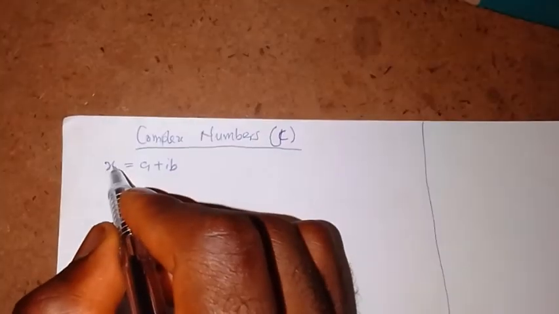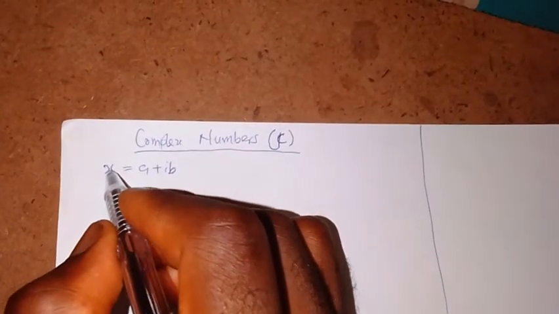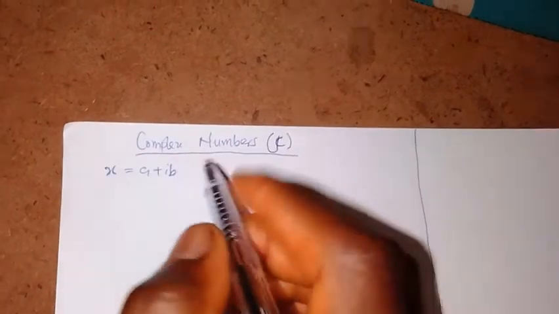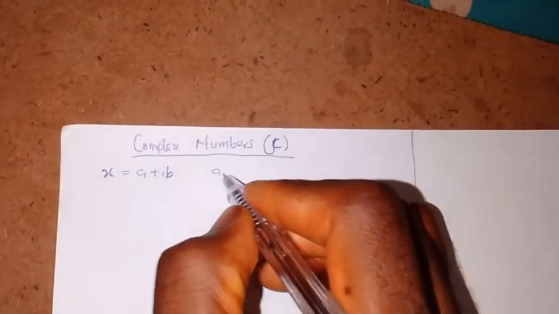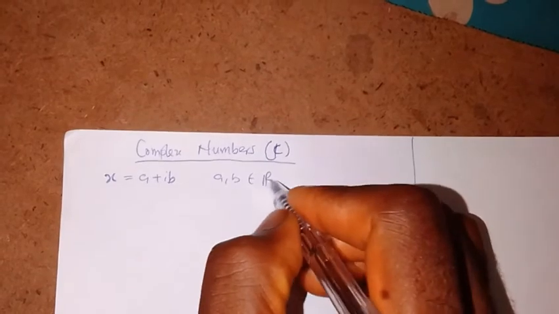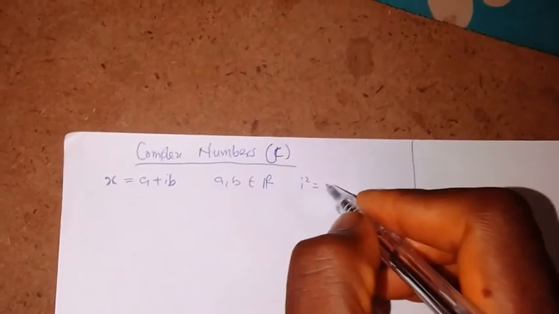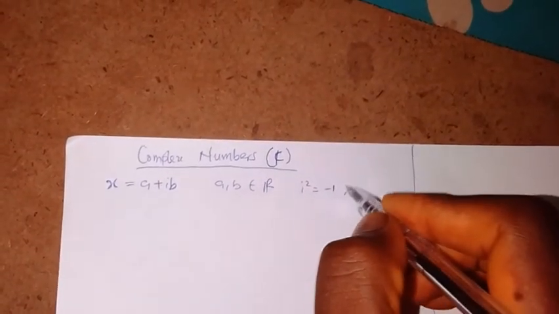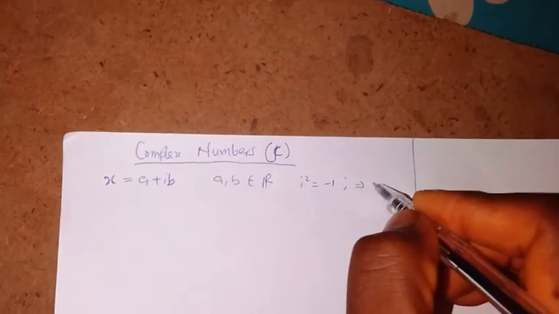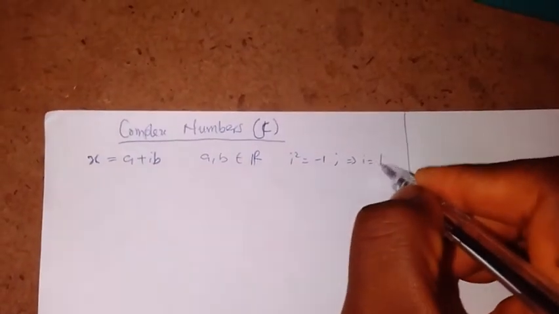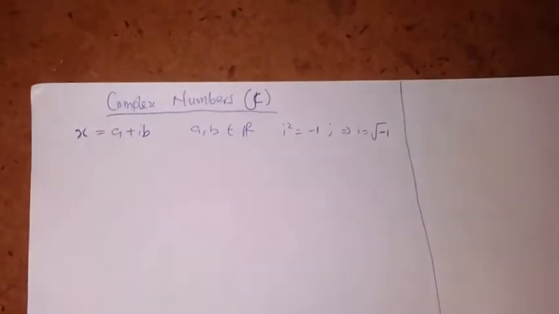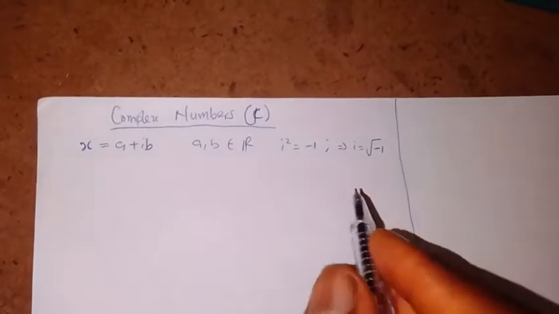So when we have any number in the form x equals a plus ib, where a and b are real numbers, and i squared is equal to minus 1, which implies that i is equal to the square root of minus 1, this is what we call a complex number.